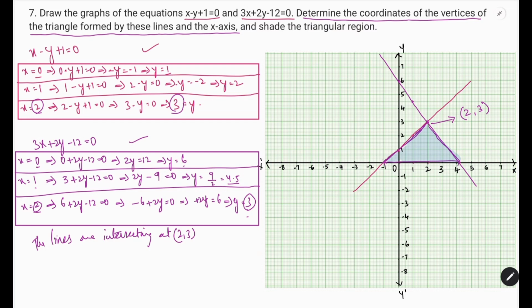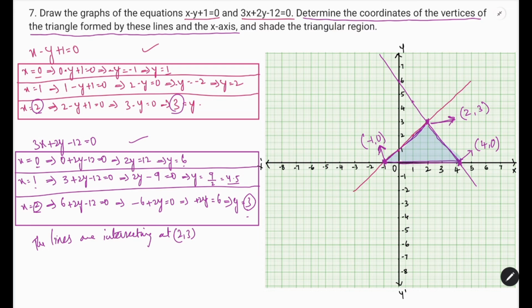See, this is the point, this is the point, and this is the point, these three are the coordinates of the vertices. Now this point is 2, 3. We know this point is 2, 3. And what is this point? See, what is the x-axis point? X coordinate is -1 and y coordinate is 0. And what is for this point? It is 4, 0. The x coordinate is 4 and y coordinate is 0.